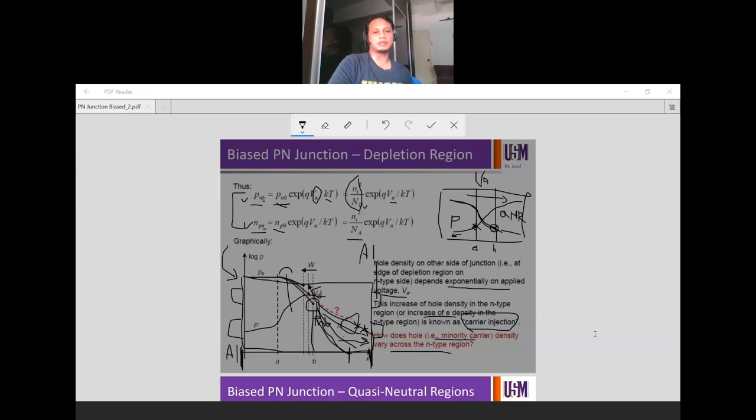You can look through the derivation, but the most important point is this equation up here, right? PNB and NPA, which is given by these two equations, right? So conclusion is, if you apply forward bias, you will increase the density of minority carrier at the end of depletion region, right? So if you're talking about holes, you will find more holes at the end of depletion region on the N side, and also you'll find more electrons at the end of depletion region on the P side, where they are now minority carriers. Okay.